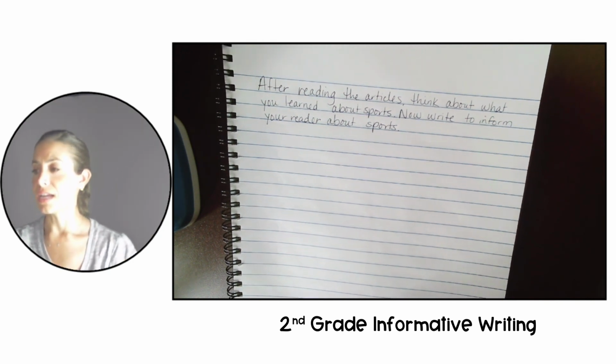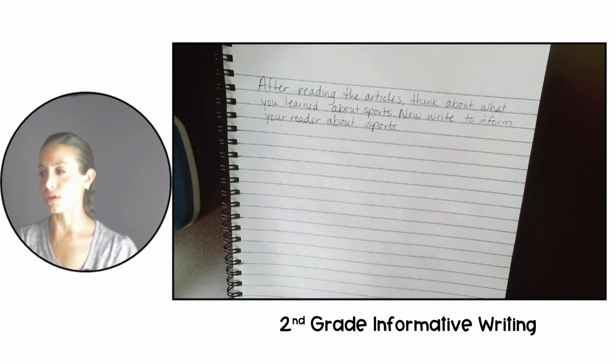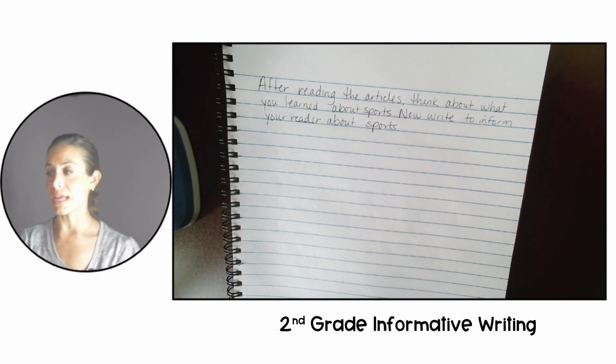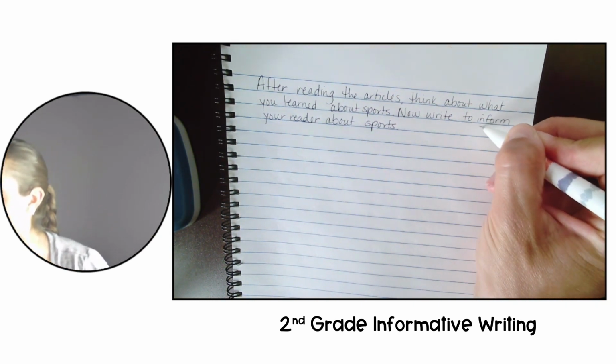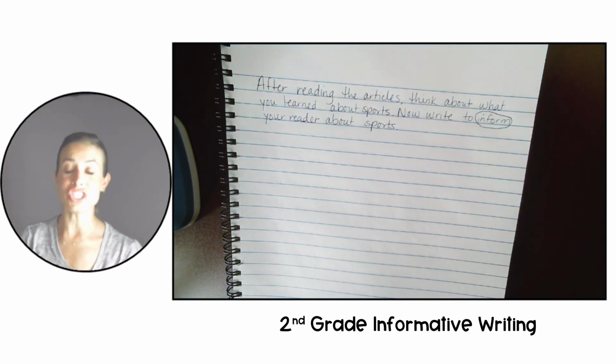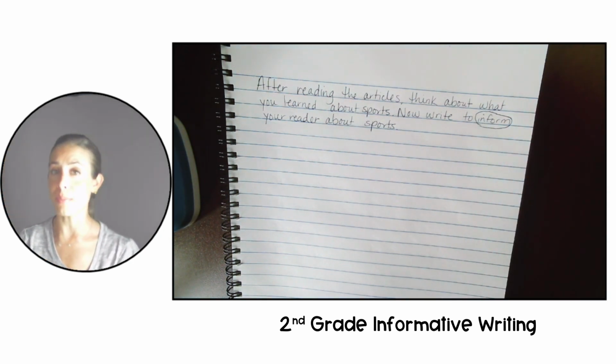And as you can see, the prompt says, after reading the articles, think about what you learn about sports. Now write to inform your reader about sports. So the first thing I need to do is I need to check and distinguish my prompt. So my key word is inform. So I'm going to circle that so I know that I am informing or teaching my reader about the topic.